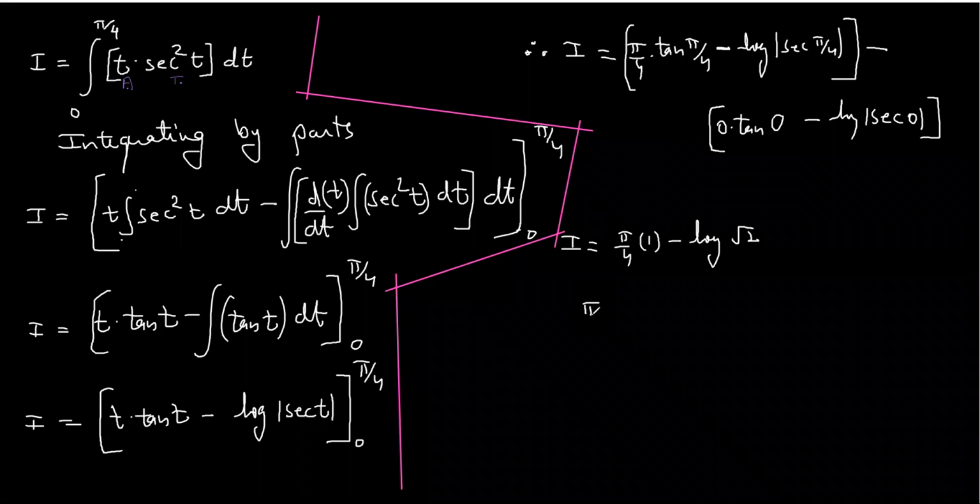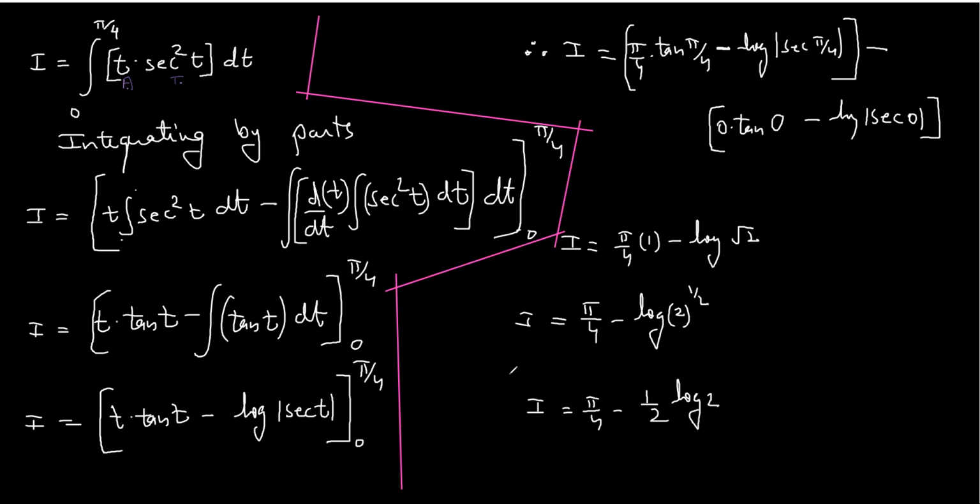You have pi by 4 minus log root 2. So root 2, if you want, you can write as 2 raised to half. So you can have I equals pi by 4 minus 1 by 2 log 2. This is your final answer.